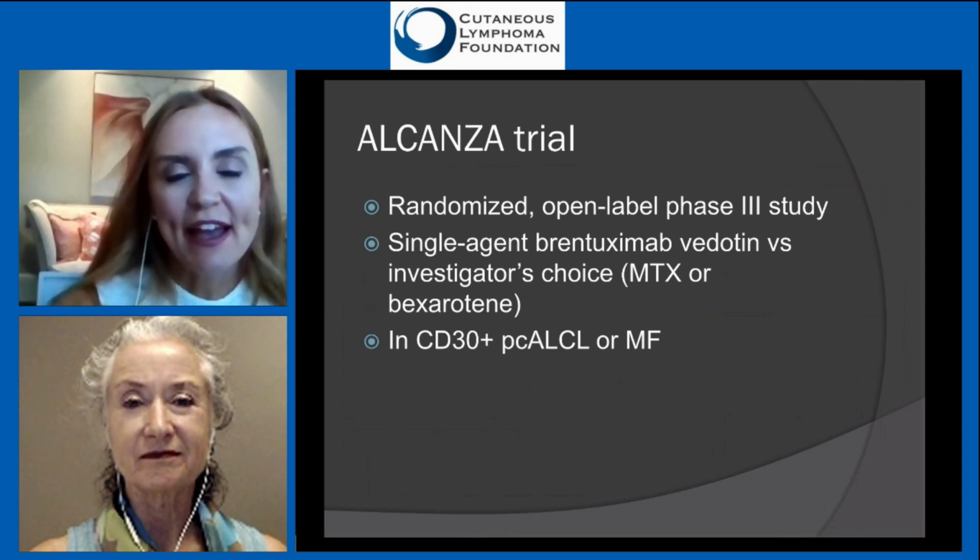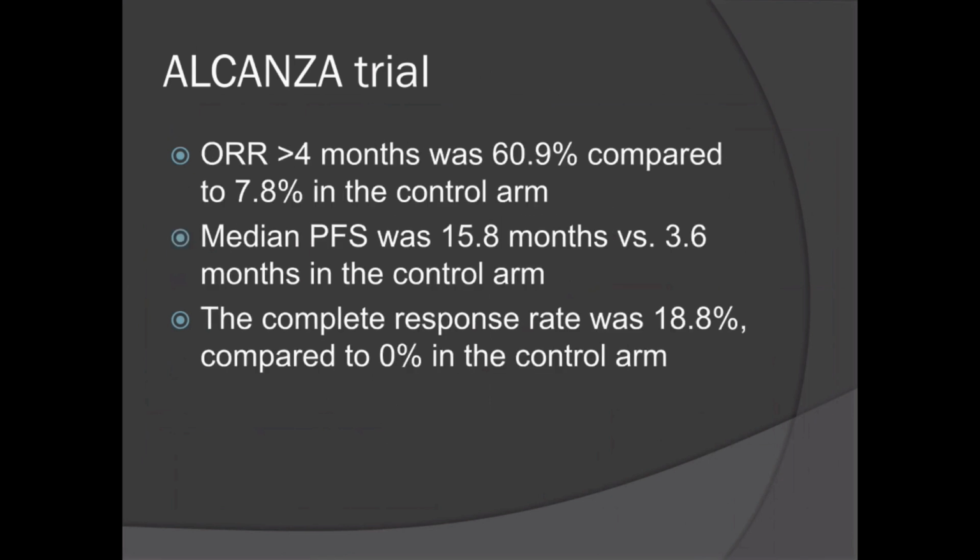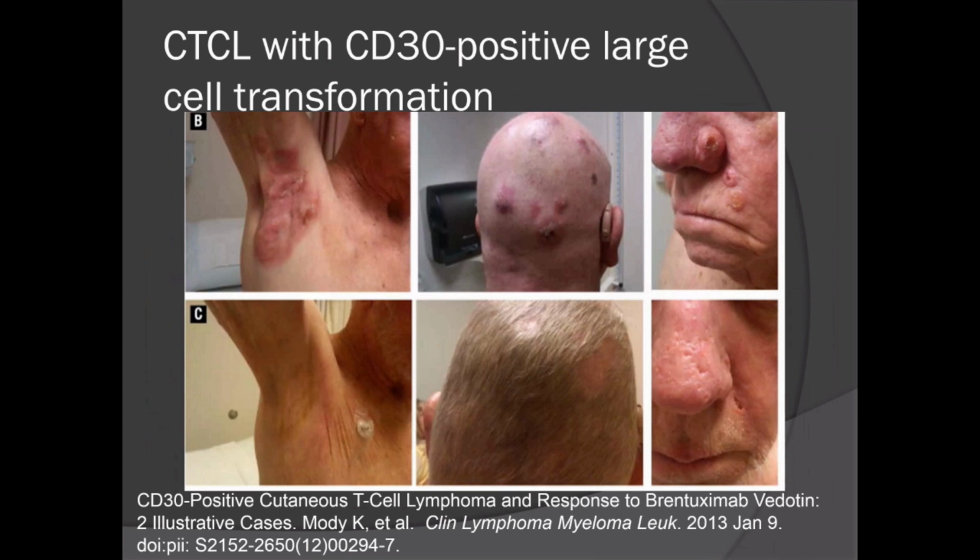So the main trial was called the ALCANZA trial, and this was looking at single agent Brentuximab versus the doctor's choice of either methotrexate or Bexarotene, and it was looking at patients who had CD30 positive anaplastic large cell lymphoma and/or MF. So the overall response rate at greater than 4 months was 60+% compared with only 8% in the control arm. And the median progression-free survival, which again means how long these patients were stable with that response before their disease started to recur, was almost 16 months versus 4 months in the control arm. The complete response rate was 18+% compared to 0% in the control arm. So the ALCANZA trial definitely showed that this drug works.